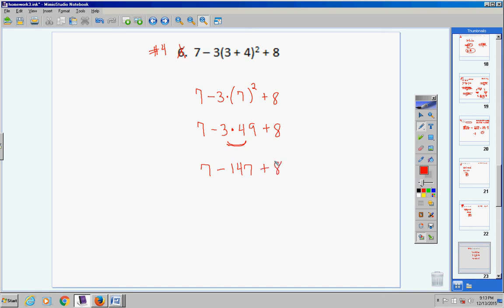Let me grab my calculator, make sure 3 times 49 is correct. Yes, it is. So a negative times a positive is negative. Now, let's combine all of our terms. I have a positive and a positive. That's a positive 15 and a negative 147. So in other words, you owe me $147. You pay off 15. You still owe me 132. So negative 132 is your answer.